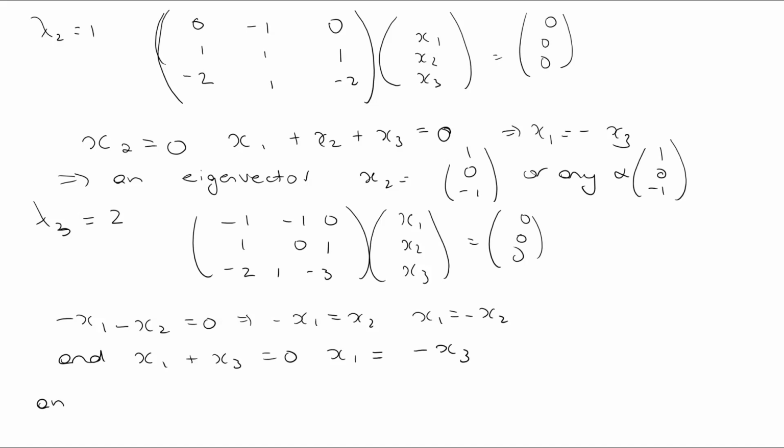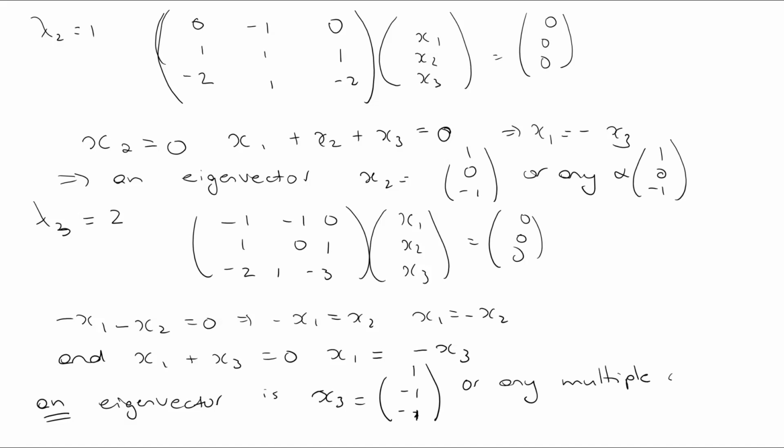So an eigenvector could be, so if x1 was 1, then the other two would be negative 1, or any multiple of that. So it could be 3, -3, -3, where I've just multiplied it by 3.